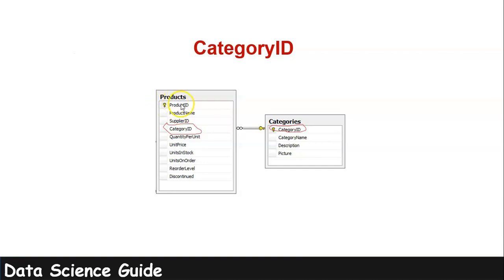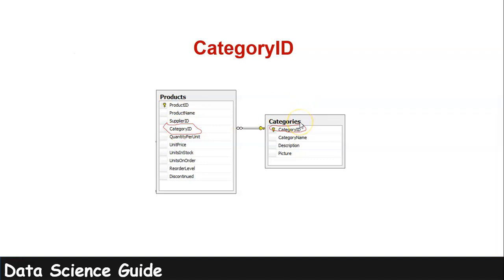So under product ID, we have the product ID of all products that we have, under product name we have the names of the products, under supplier ID we have the IDs of the suppliers, and under category ID we have the category ID. The category ID represents the category that the product belongs to. For example, if we have a product named milk, the category ID, let's say, is 1, and 1 is food.